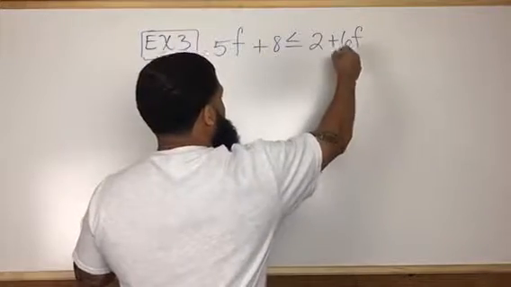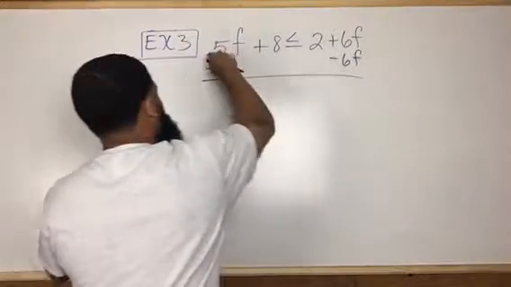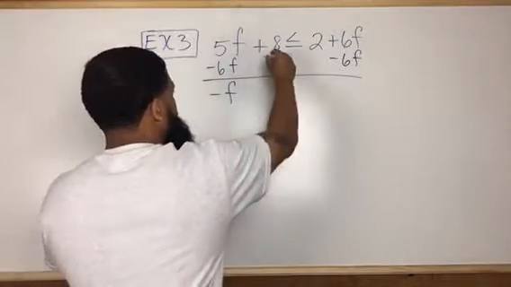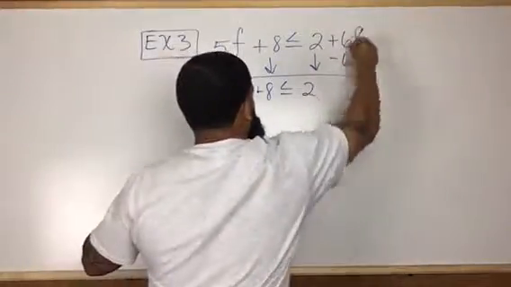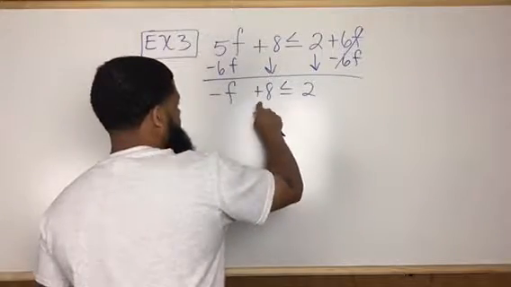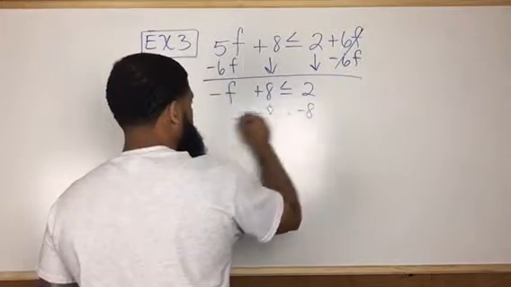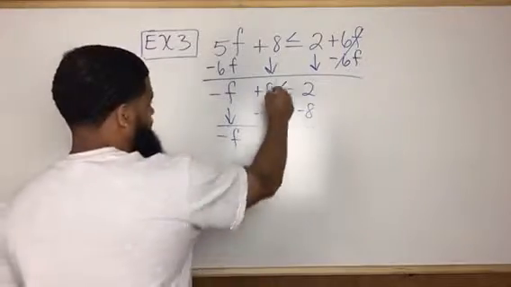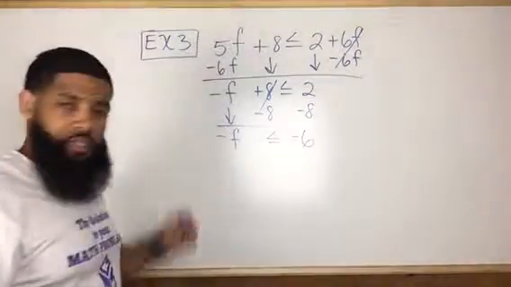So I'm going to subtract 6f. 5 minus 6 is negative 1, so negative f or negative 1f, same thing. Bring down plus 8, less than or equal to, bring down the 2. That 6f minus 6f is 0, so it's gone. Now I need to take this plus 8 to the right side by subtracting it. So minus 8, minus 8. I bring down my negative f, and less than or equal to 2 minus 8 is negative 6. But this has a negative sign in front of it.